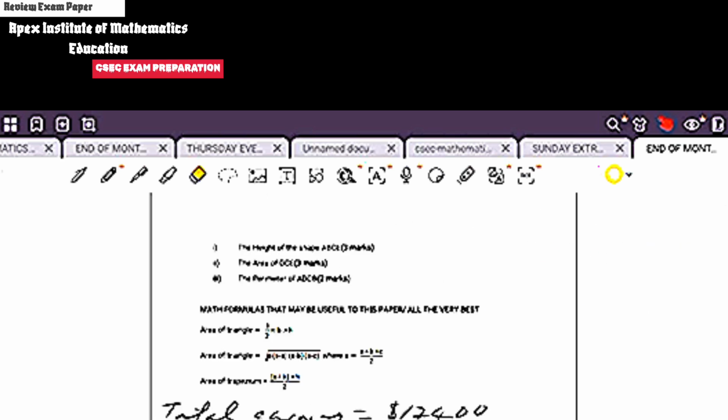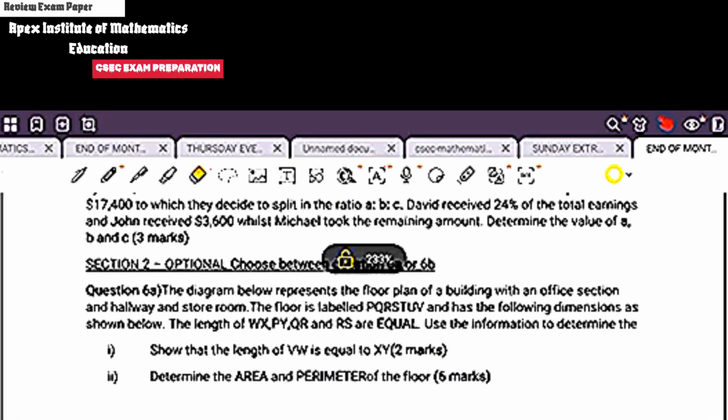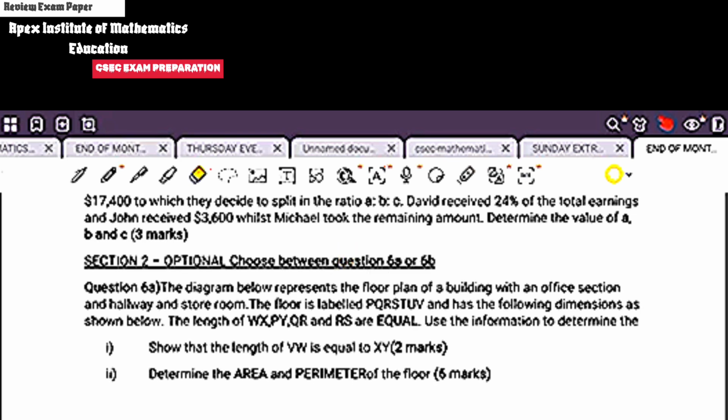I think I need to put it up on the screen for you guys to see the actual writing, because there were some non-verbal communications as well. So there we have it. The length of WX, PY, QR, and RS are equal. That means they have the same length.